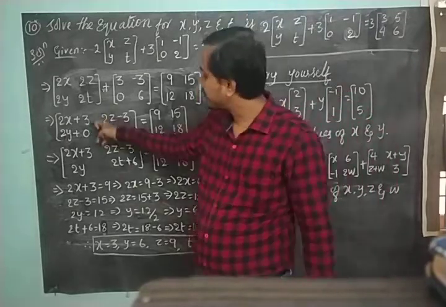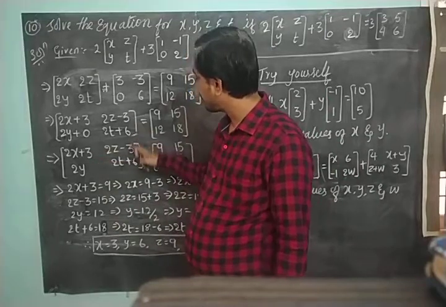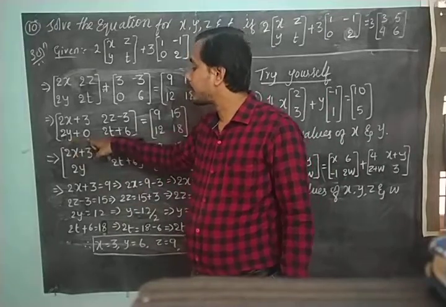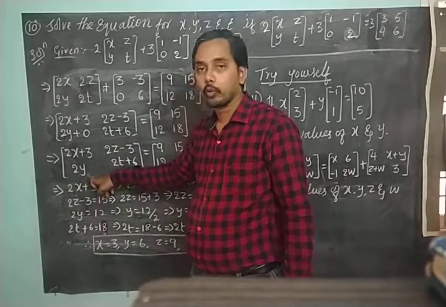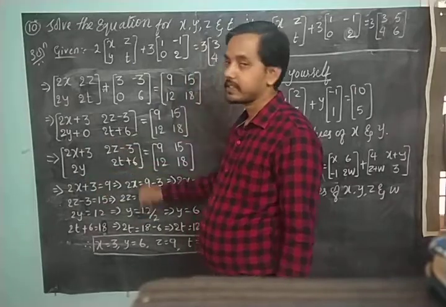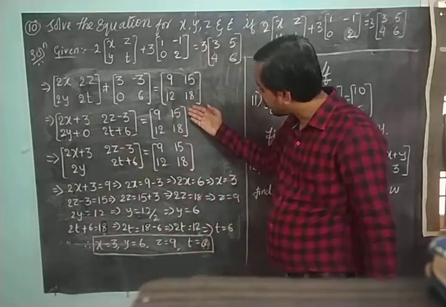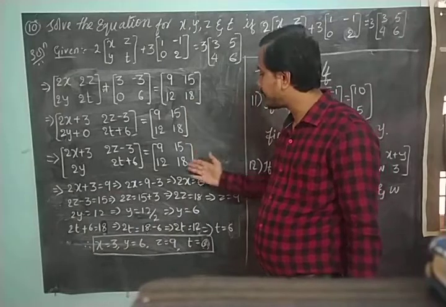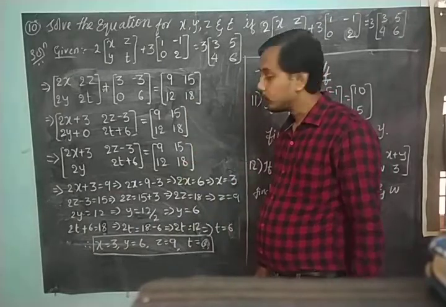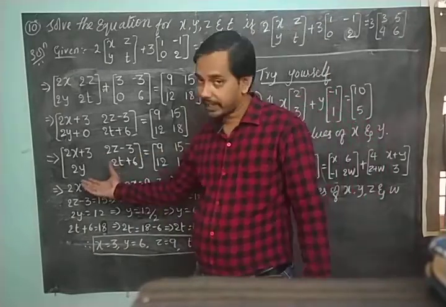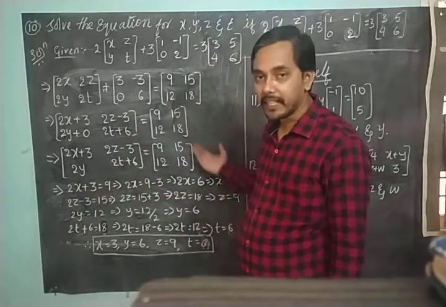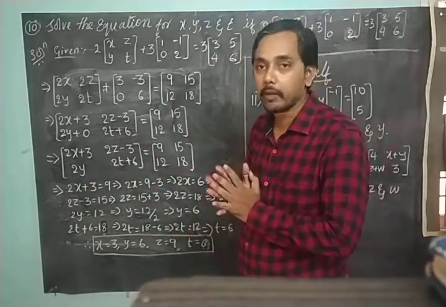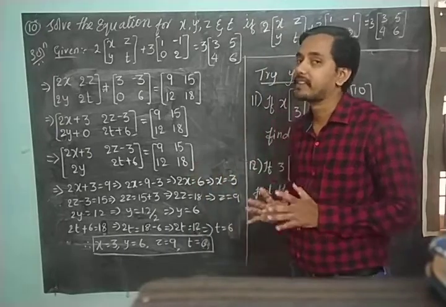Now 2x plus 3 as it is, 2z minus 3 as it is. What is 2y plus 0? That is 2y. And 2t plus 6, write it as it is. That will be equal to, once again, the same matrix 9, 15, 12 and 18. Now we have one matrix on LHS side and other matrix on RHS side connected by equality symbol. That means both the matrices are equal.